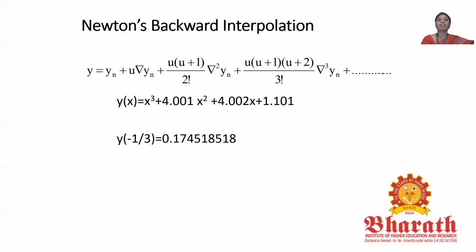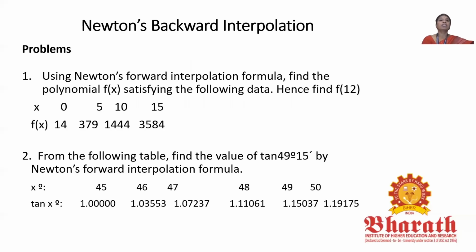So you'll be getting y of x is equal to (minus 1 by 3) the whole cube plus 4.001 into (minus 1 by 3) the whole square plus 4.002 into (minus 1 by 3) plus 1.101. So if we simplify this value using our calculator, you are getting y of minus 1 by 3 as 0.174518518. So based on this, we are given two more problems to work out.